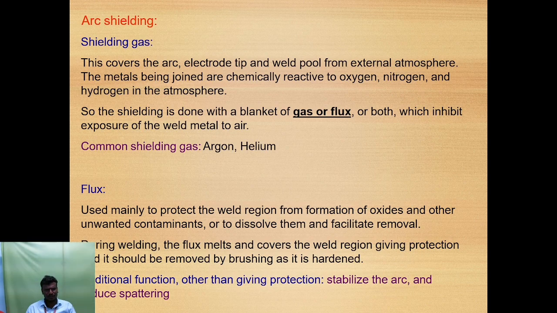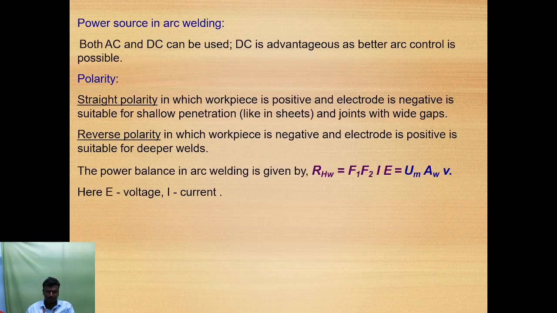And the next factor, flux. Flux is used to protect the weld region from the formation of oxides and other unwanted contaminants, or to dissolve them to facilitate their removal. During welding, the flux melts and covers the weld region, giving protection, and it should be removed by chipping as it hardens. In addition to protection, it stabilizes the arc and reduces spattering.